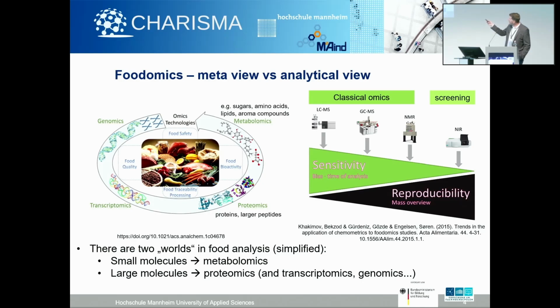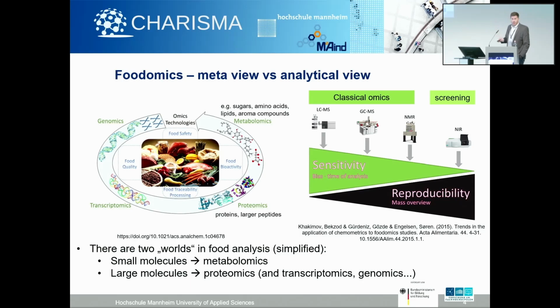I'm going to stick mainly with the metabolomics field, which is dealing with the small molecules. Okay, so to put it really simple, that's the small molecules, sugars, amino acids, nucleotides, whatever is in the metabolome, so the metabolism of the cell or the plant or whatever, while proteomics is dealing with proteins or larger peptides.